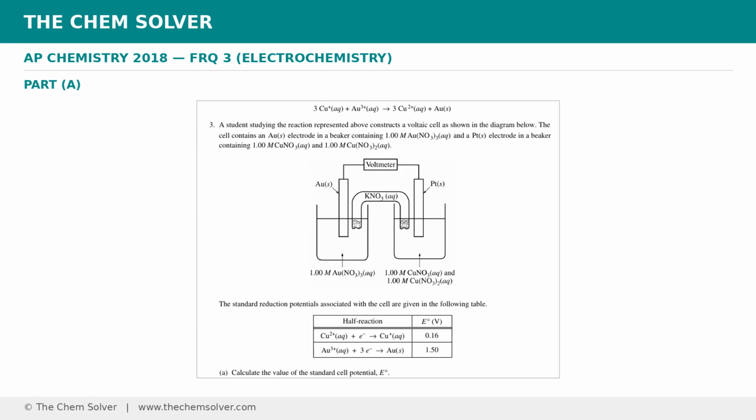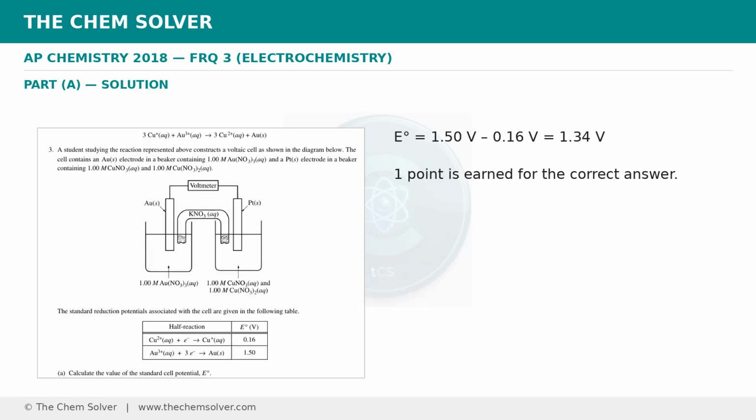Calculate the value of the standard cell potential, E standard. E standard equals 1.50 V minus 0.16 V equals 1.34 V. 1 point is earned for the correct answer.